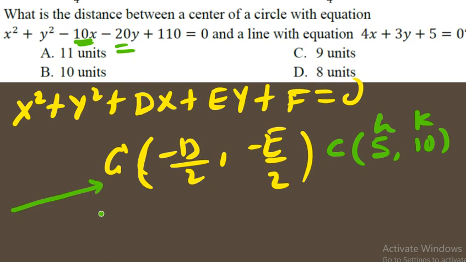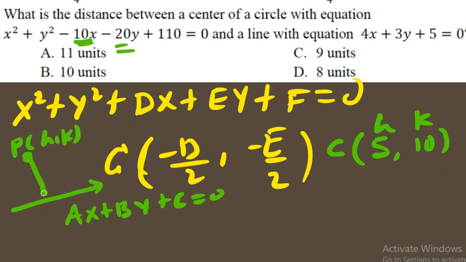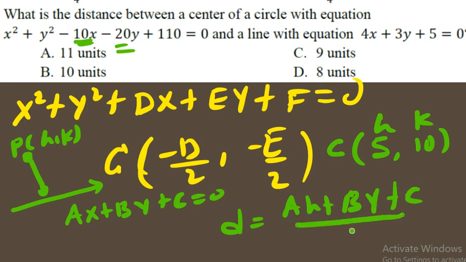If you have a line L, whose equation is ax plus by plus c equals 0, and a point anywhere, h comma k, not on the line, how do you find the distance? The formula says the distance is equal to the absolute value of ah plus bk plus c, the whole over the square root of a square plus b square. So what are a, b, c?